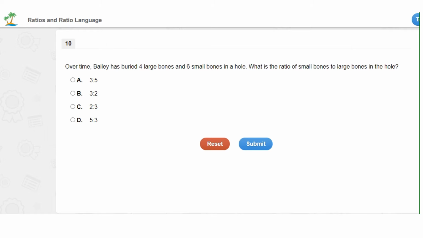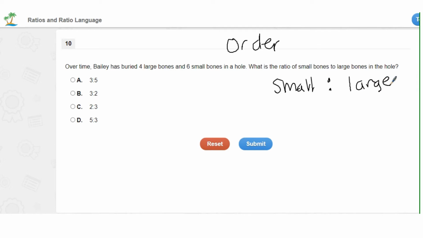Here is another question. So remember, when you're dealing with ratios, order is important. Over time, Bailey has buried 4 large bones and 6 small bones in a hole. What is the ratio of small bones to large bones? Remember, order is everything. So it says the ratio of small bones to large bones.